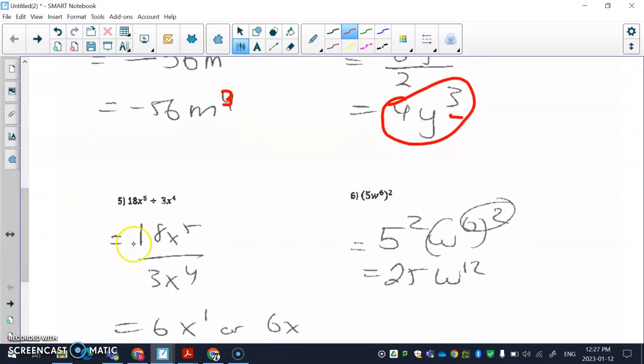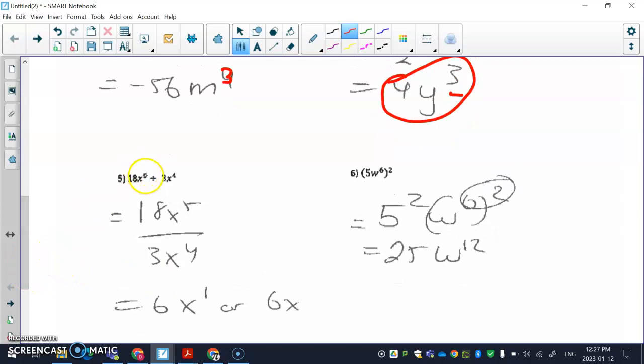Another division question here. I like to write it like this, to tell you the truth. But then you go 18 divided by 3 is 6. And you go 5 subtract 4 is 1. You can also write it like this, because 6 to the x is the same as 6 to the x to the 1. Or 6 times x. 6x is the same as 6x to the 1.